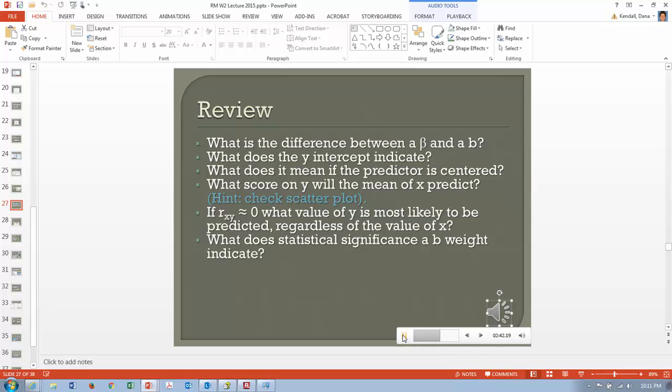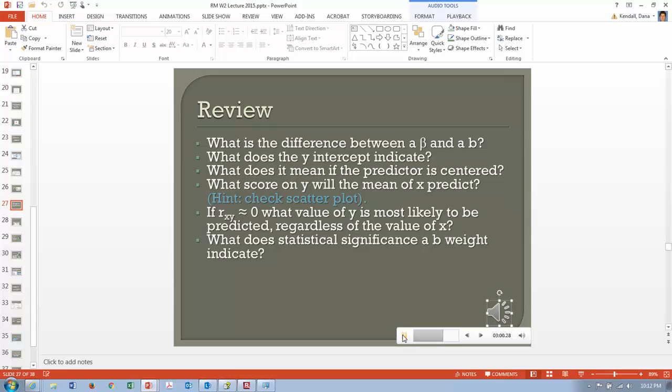Okay, so I just answered it in the last question, but remember with the scatter plot, if you go across the x-axis to the mean of the predictor variable, and then you go up to the best fitting line, and then you go across to the y-axis, you'll always be at the mean of y.